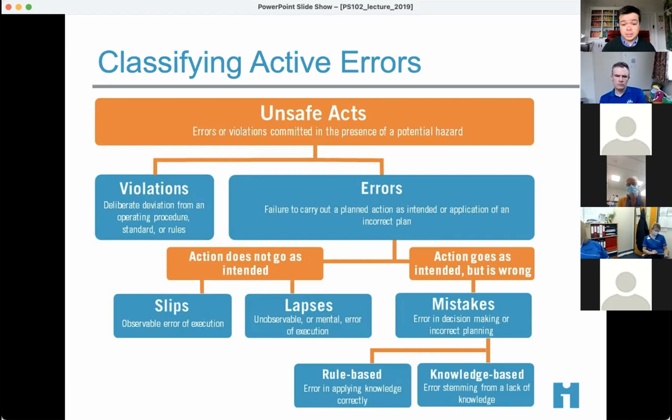So those are mistakes, and there are two types of mistakes, really. There are rule-based mistakes, so error in applying the knowledge correctly, and knowledge-based mistakes. So basically the base knowledge is wrong. So there's actually a lack of knowledge, or you've remembered something wrongly, or you've learned something wrongly, I mean. So those are all the different types of error.